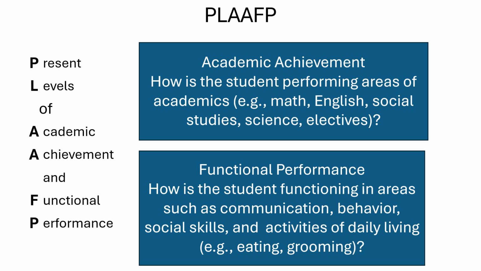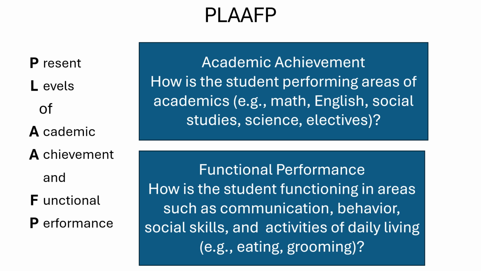Functional performance is how that student is functioning in areas such as communication, behavior, social skills, and activities of daily living. If a student has a functional performance goal for review ARDs, annual ARDs, or dismissal ARDs, we will know how they are progressing towards those goals. Now, a student can have academic goals only, functional goals only, or a combination of academic and functional performance goals. It just depends on the student.